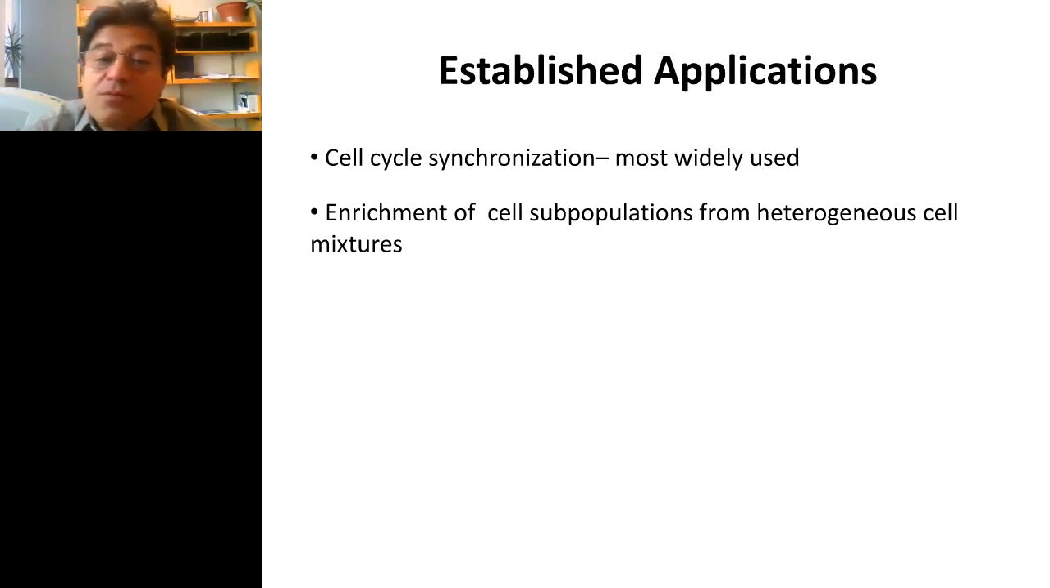So let's talk briefly about some of the things that have already been commonly performed using an elutriator. Probably the most widely used application is cell cycle synchronization. We'll talk about the benefits there.